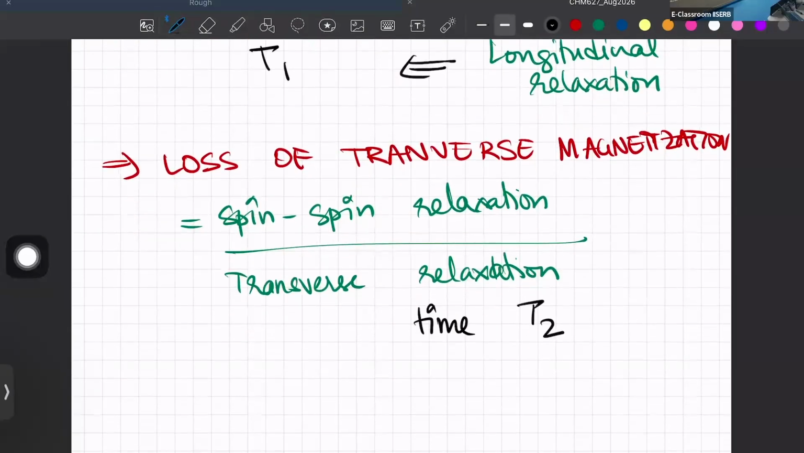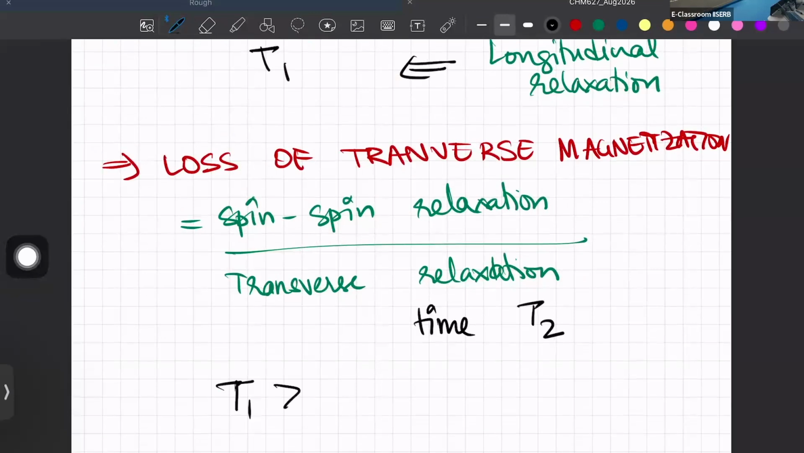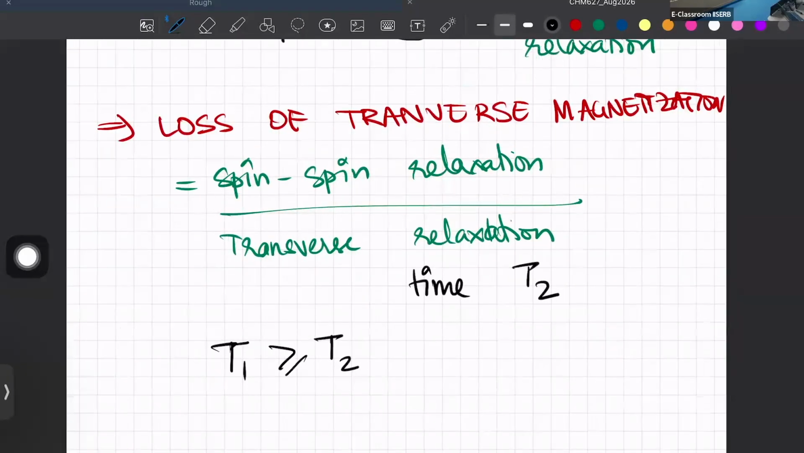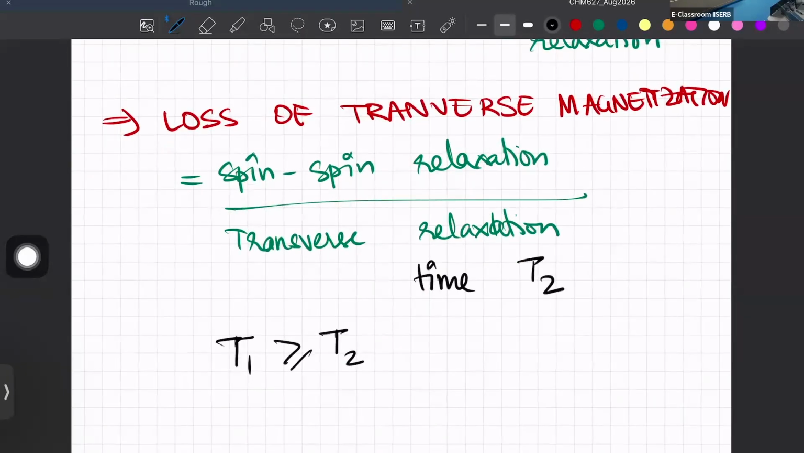And generally, T1 relaxation times are longer than or equal to T2. This is very important to note. Why is this important to note? It means that the signal dies faster than the recovery to its equilibrium. You will understand the implication of it as we go further.